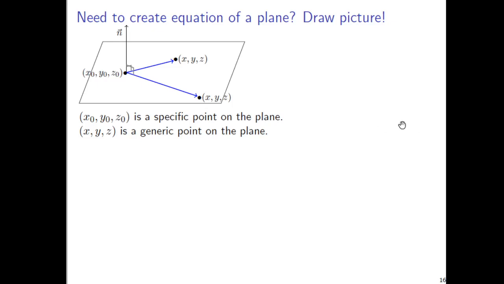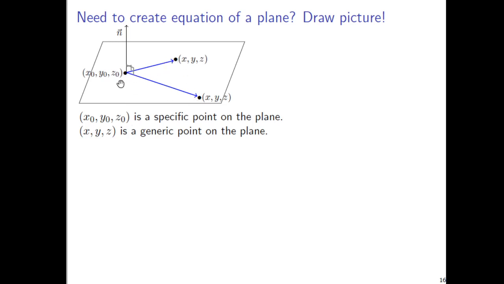Okay, the other major topic of this section is to look at creating the equation of a plane. You'll be really tempted to try to memorize the equation of a plane, and that is really a bad idea. Instead, draw a picture. So there's x naught, y naught, z naught, or x0, y0, z0 representing a specific point on the plane, and x, y, z without the subscripts representing a generic point on the plane.